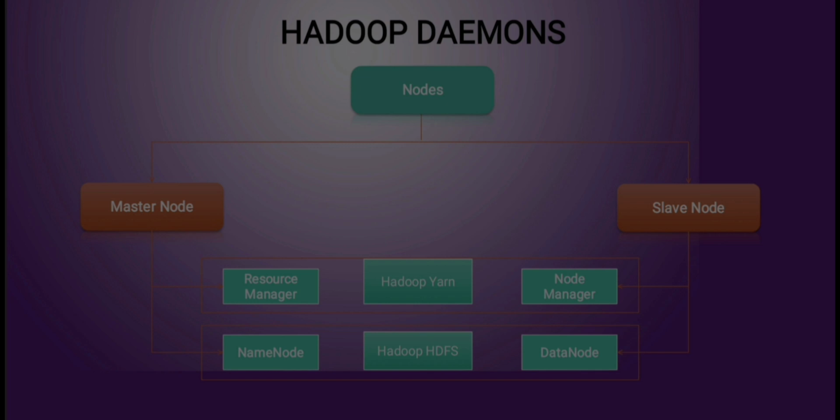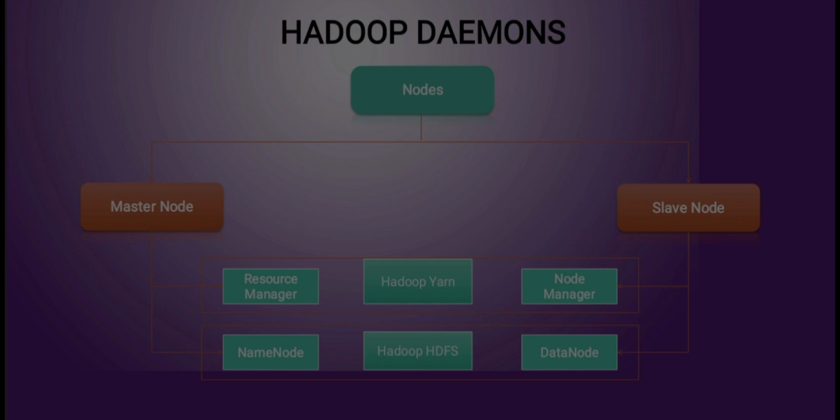Major functions of the secondary name node: it groups the edit logs and FS image from the name node together, and it continuously reads the metadata from the RAM of the name node and writes it into the hard disks.